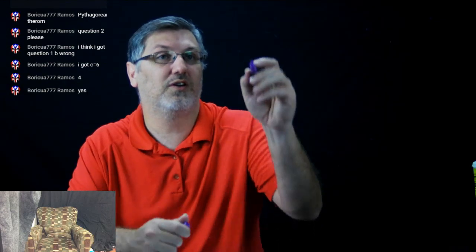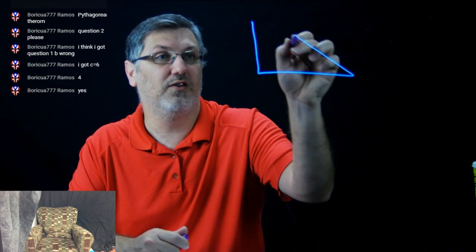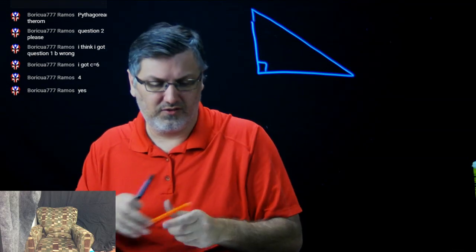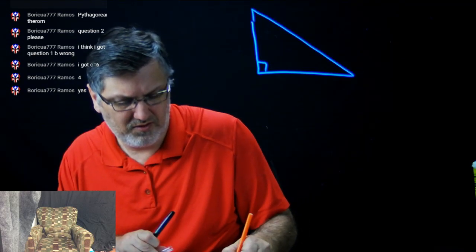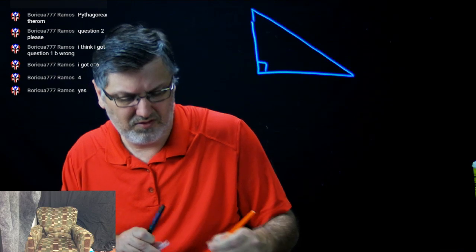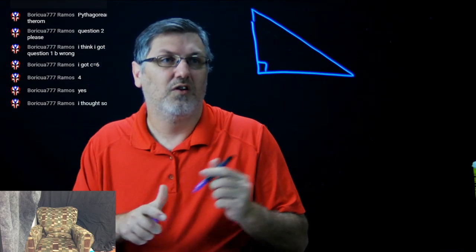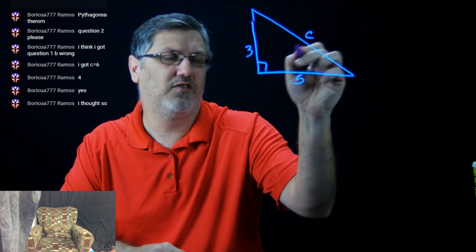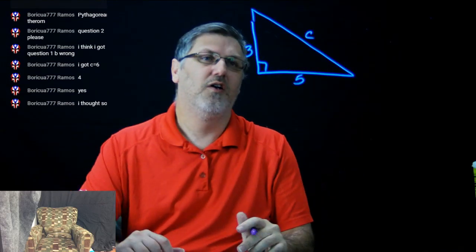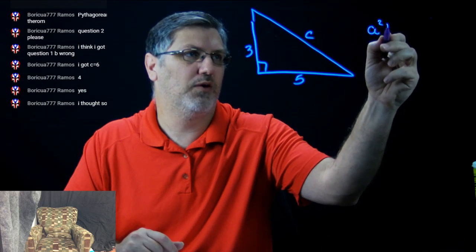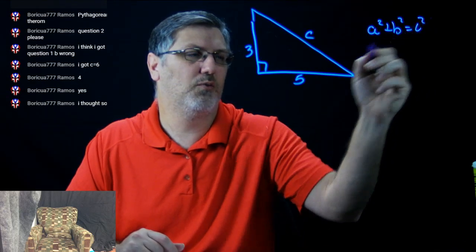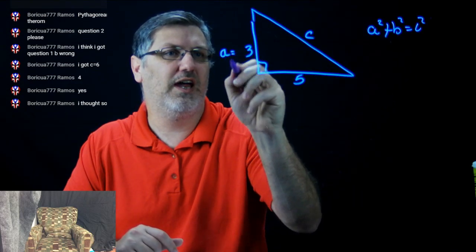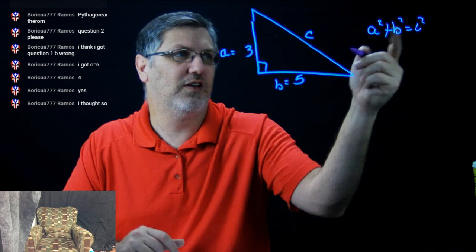Let's just do it real quick. So we have a triangle which is 3, 5, and then c. The units don't matter. From here we have a squared plus b squared equals c squared. You have to remember your a and your b are your legs, so let's call this a, let's call this b. So my c is my c.